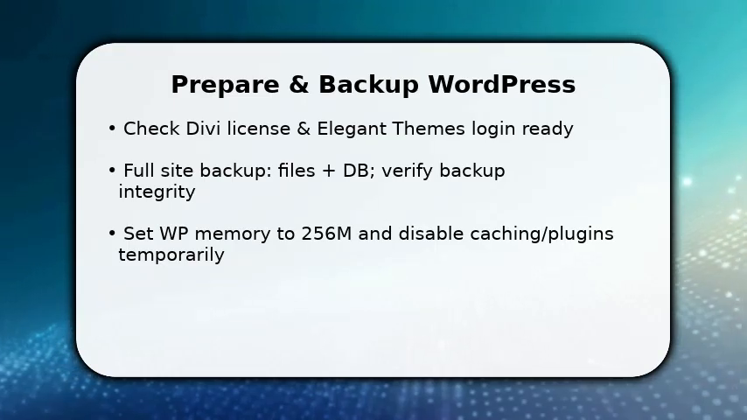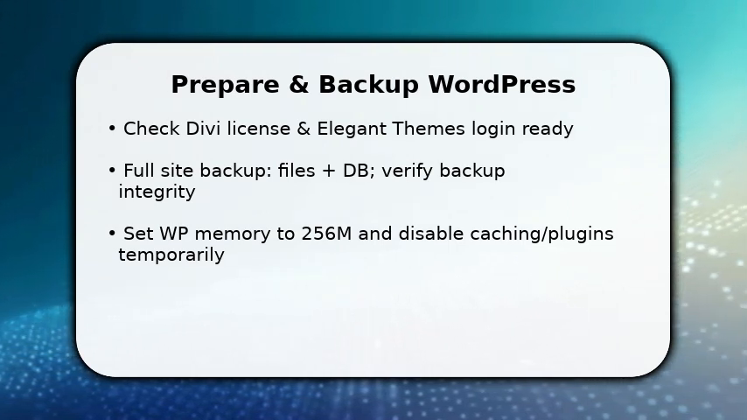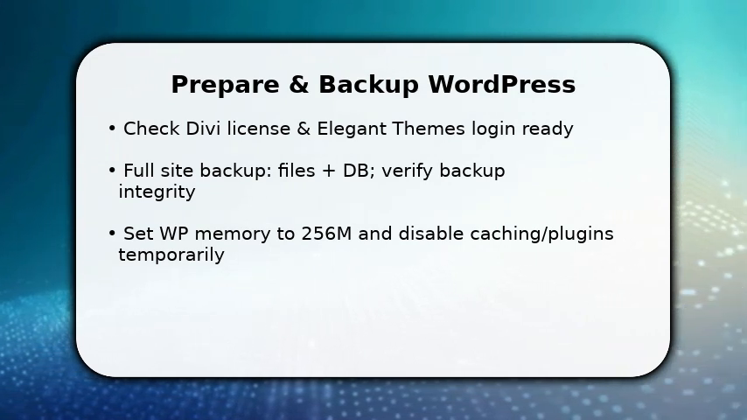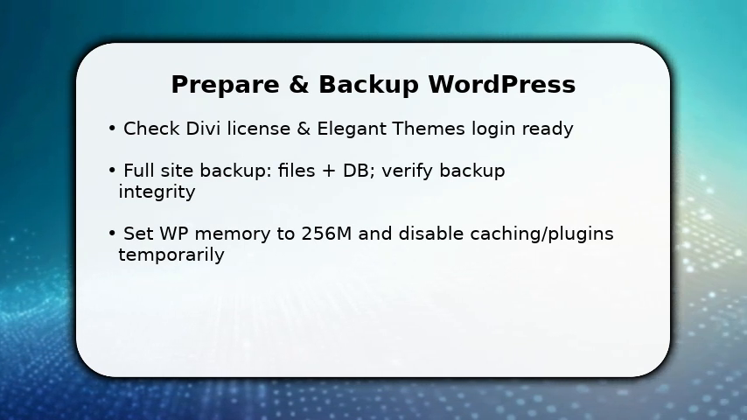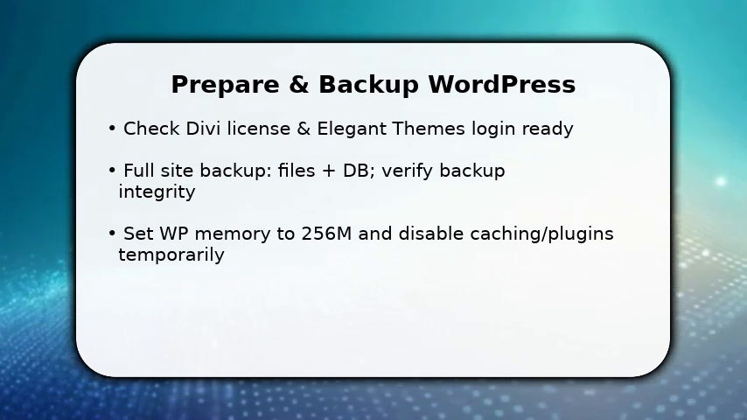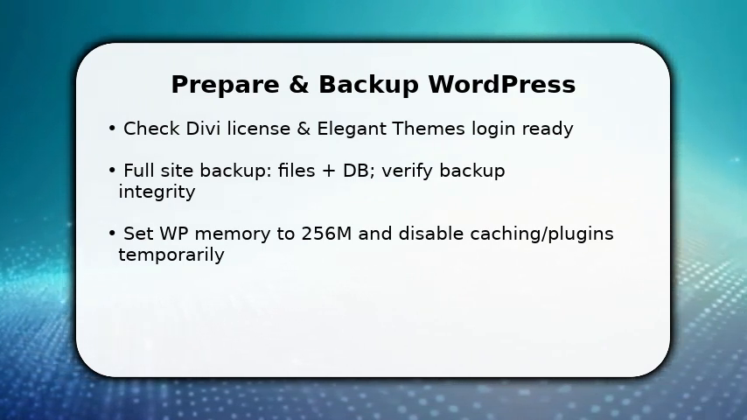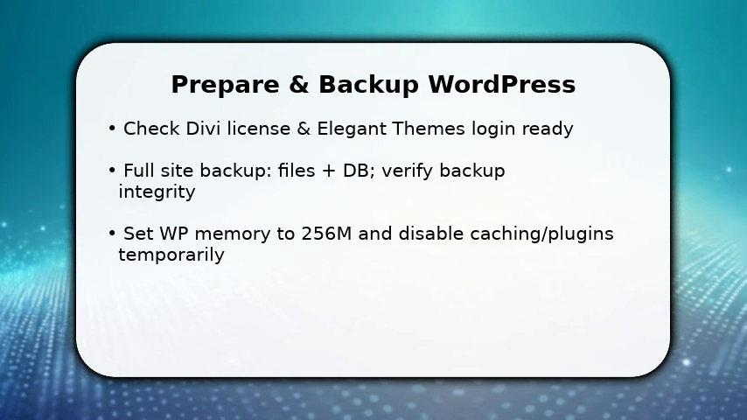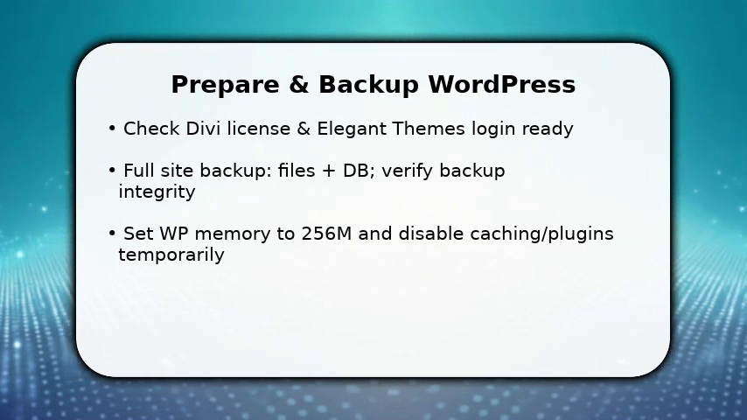You start by securing a reliable backup and confirming your Divi license. Do this now. Log into Elegant Themes and download the latest Divi zip. Once done, create a full file and database backup and verify it restored on a test site. Make sure WordPress memory is at least 256 MB and temporarily deactivate caching and page builder plugins. These steps prevent failures and speed the update. You're ready to move into the update process immediately.